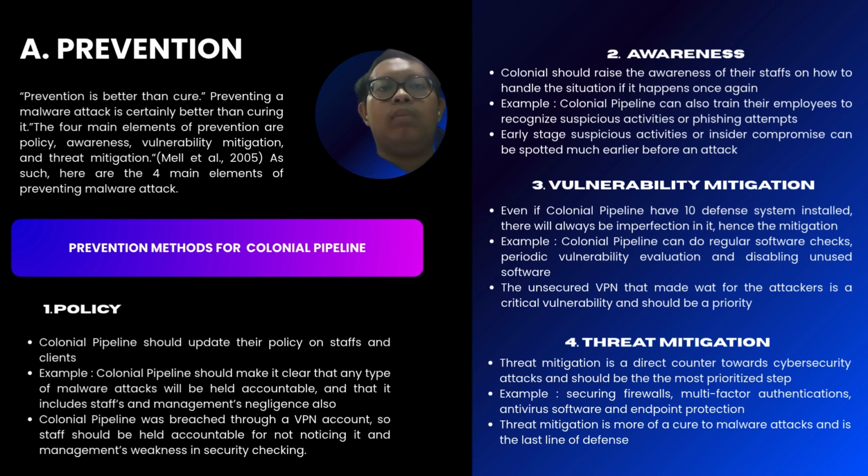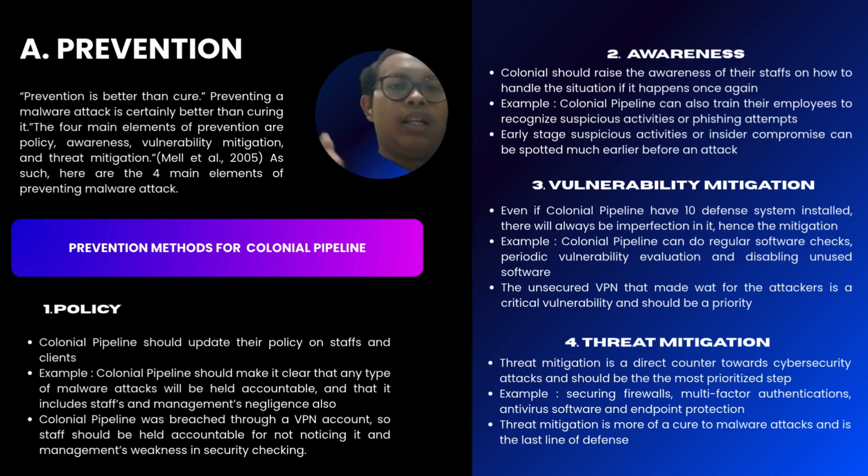Third, we have vulnerability mitigation. Even if Colonial Pipeline has 10 defense systems installed, there will always be imperfection in it, hence the mitigation needed. For example, Colonial Pipeline can do regular software checking, periodic vulnerability evaluation, and disabling unused software. The unsecured VPN that made way for the attackers is a critical vulnerability and should be a priority.